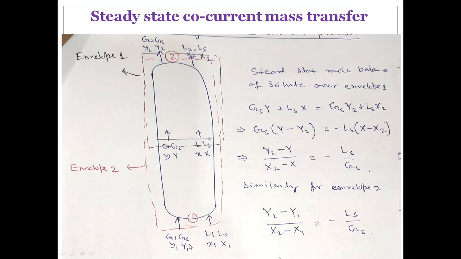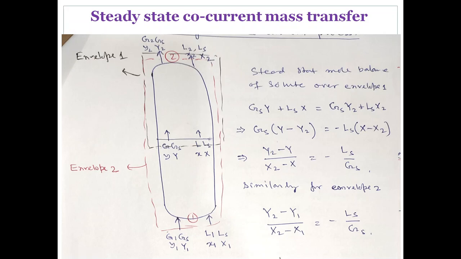In this case, capital Y1 will be higher and capital Y2 will be lower if the solute is transferring from the G phase to the L phase. And this will be lower and this will be higher, because the concentration of ammonia in pure water is almost 0, then 10 mole transfers from the gas phase, so there will be some value.